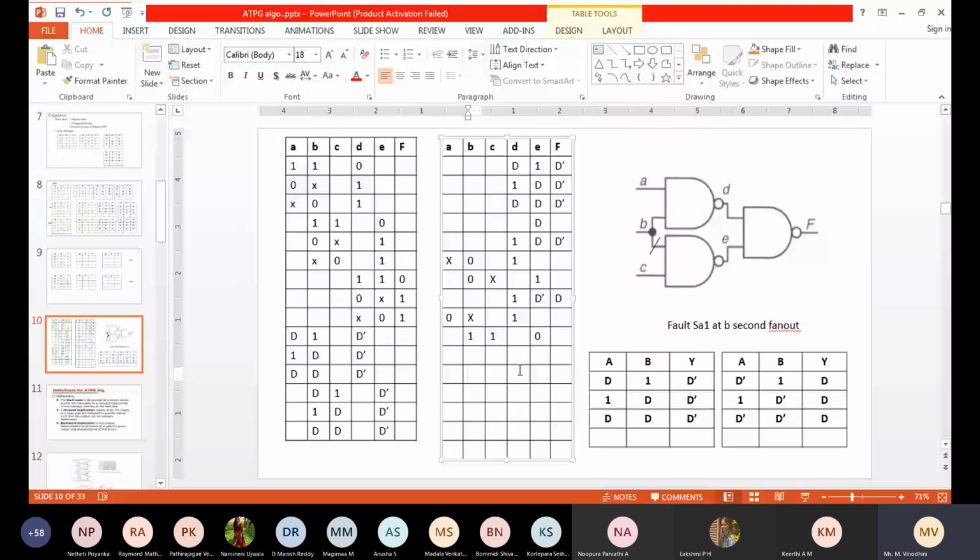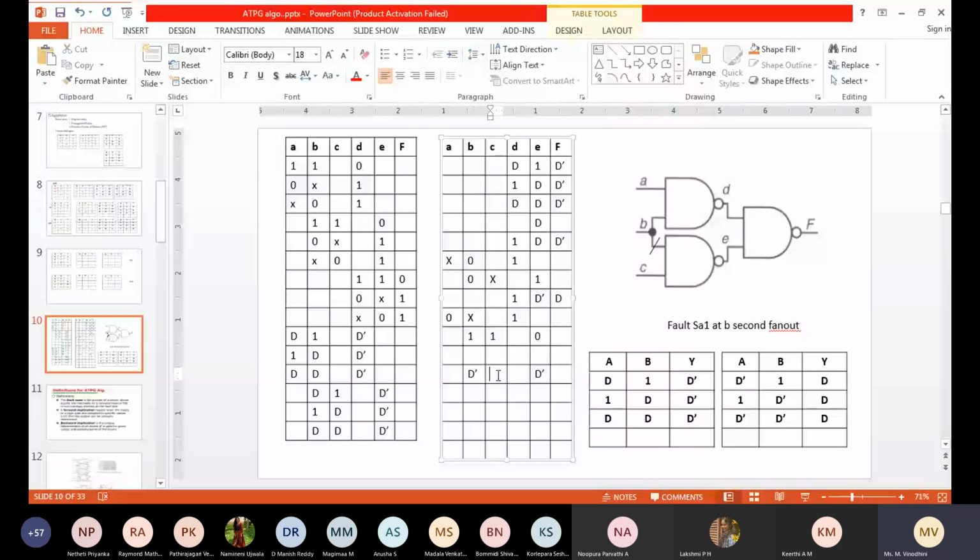And this D dash, I need to take it to E. So here it will be D dash at E. If I want to take it to E, what will be my C? This is an AND gate. What will be my C? Path sensitization method. What will be C? 1. C is 1.